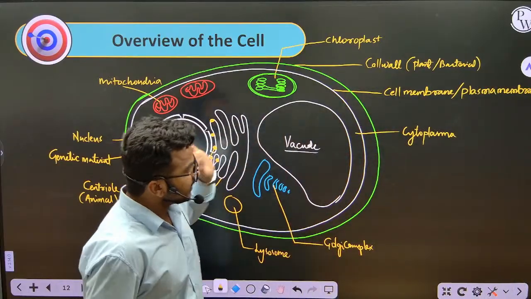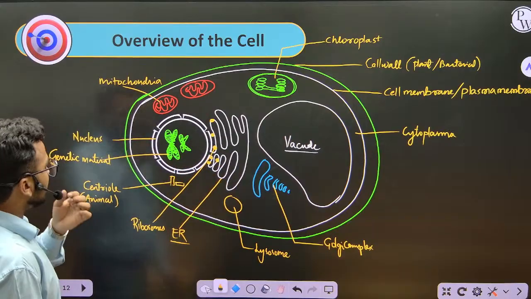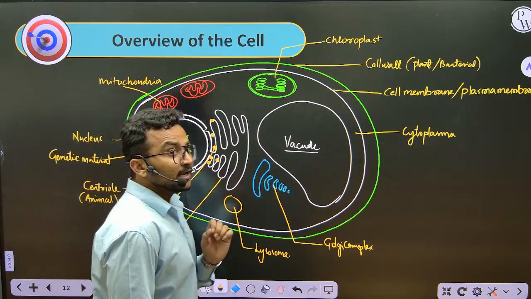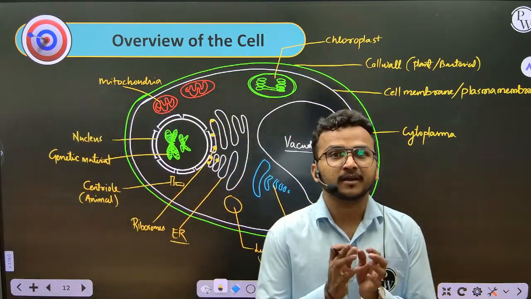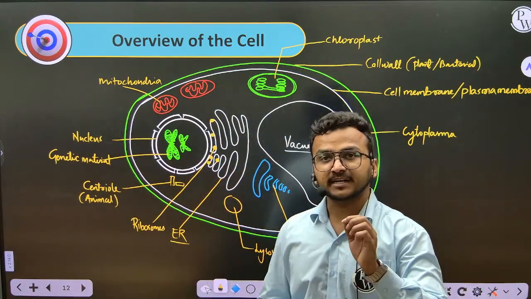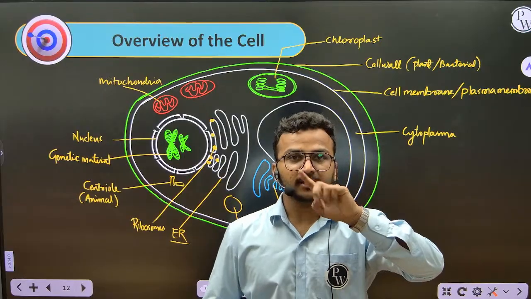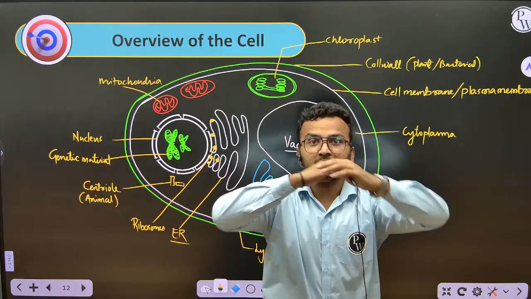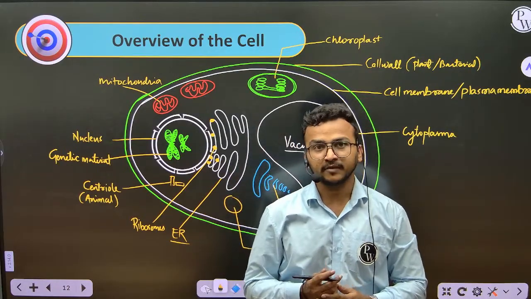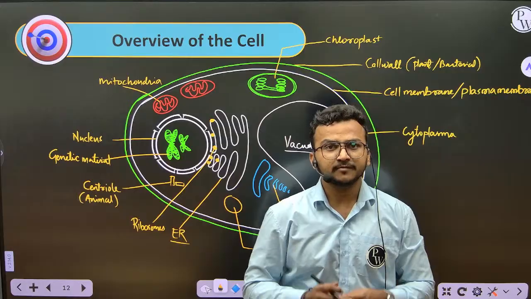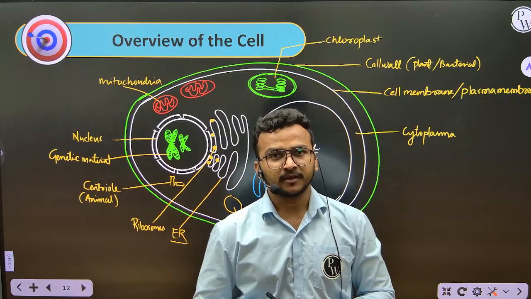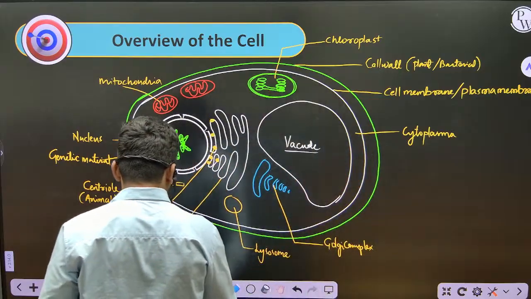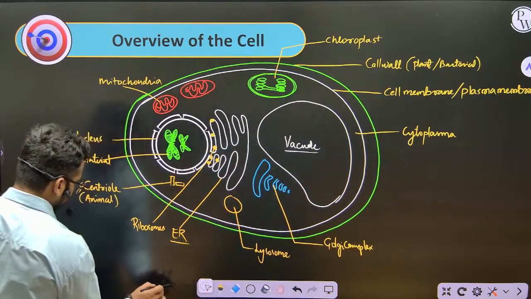And in this we will be learning something special, that is single membrane organelles. What are the organelles which contain one membrane around them, and what are the organelles which contain two membranes around them, double membrane organelles, and what are the organelles which do not have any membrane. So that we will be seeing here in the overview of the cell. So wait, let me make it short.